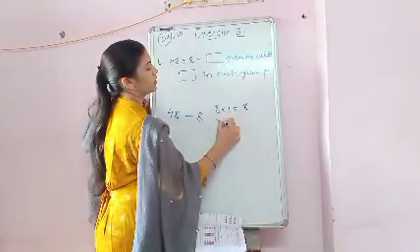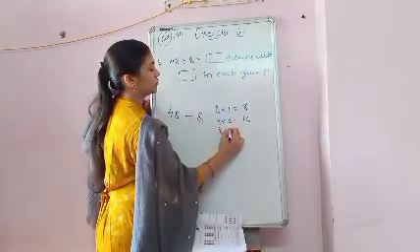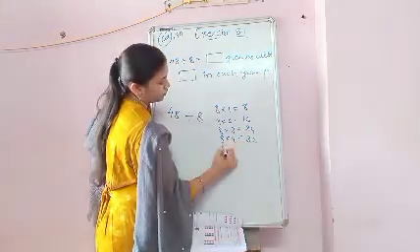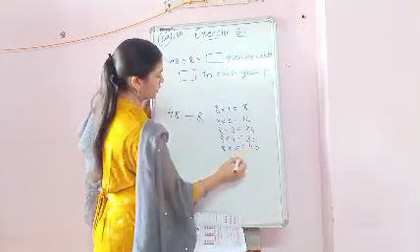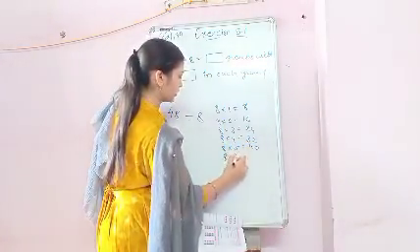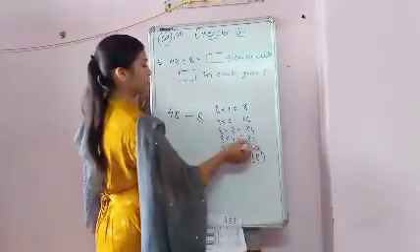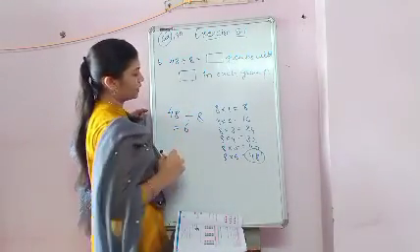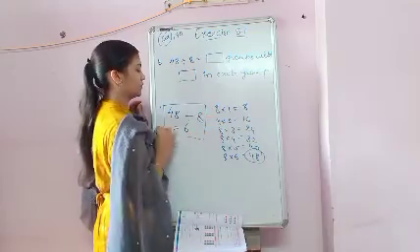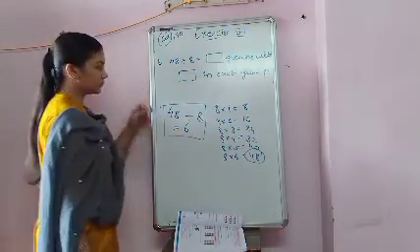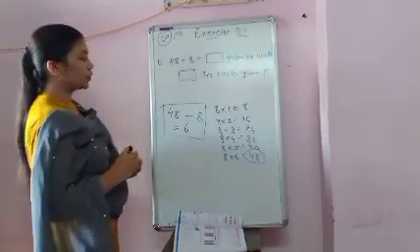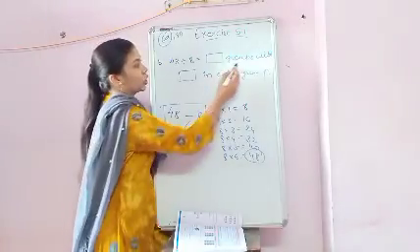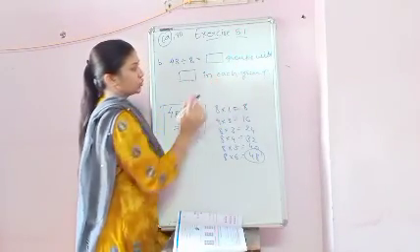8 ones are 8, 16, 24, 32, 40, 48. 8 sixes are 48. Okay, so you got the 48 here. So 8 sixes are 48, you know that 48 divided by 8 equals 6. So here 48 divided by 8 equals 6. So how many groups are there? Groups with blank in each group.